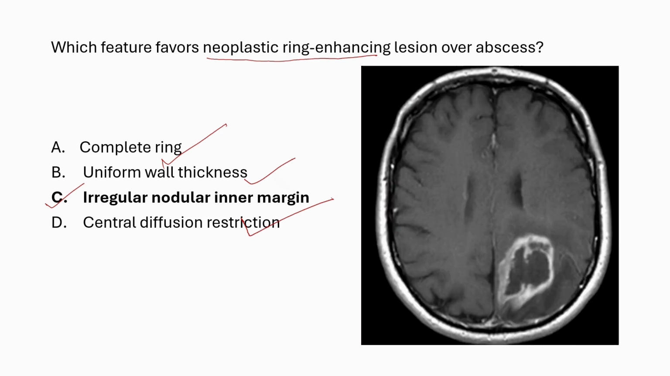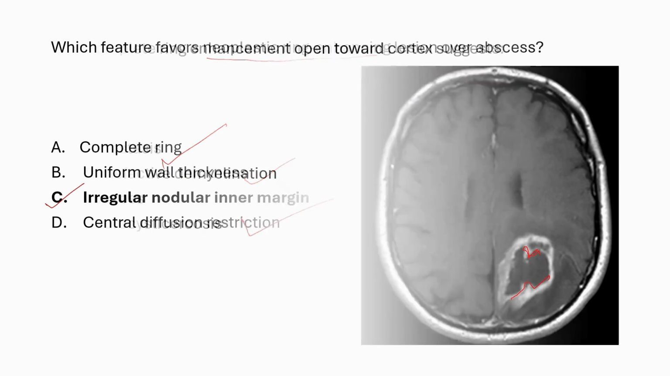So why is there irregular nodular inner margin? Because of the rapid growth of the tumor cells and aggressive invasion into the adjacent structures. This will lead to the unorganized growth of the tumor cells and the necrotic area. So this is the irregular nodular pattern of inner margin. This is the feature of aggressive tumor or neoplastic lesion.